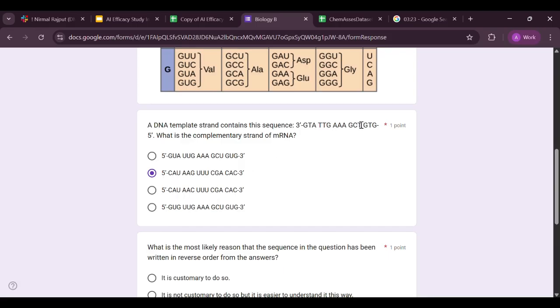Okay, then for RNA it is a string. So where we have achieved, T will be A, C will be G.